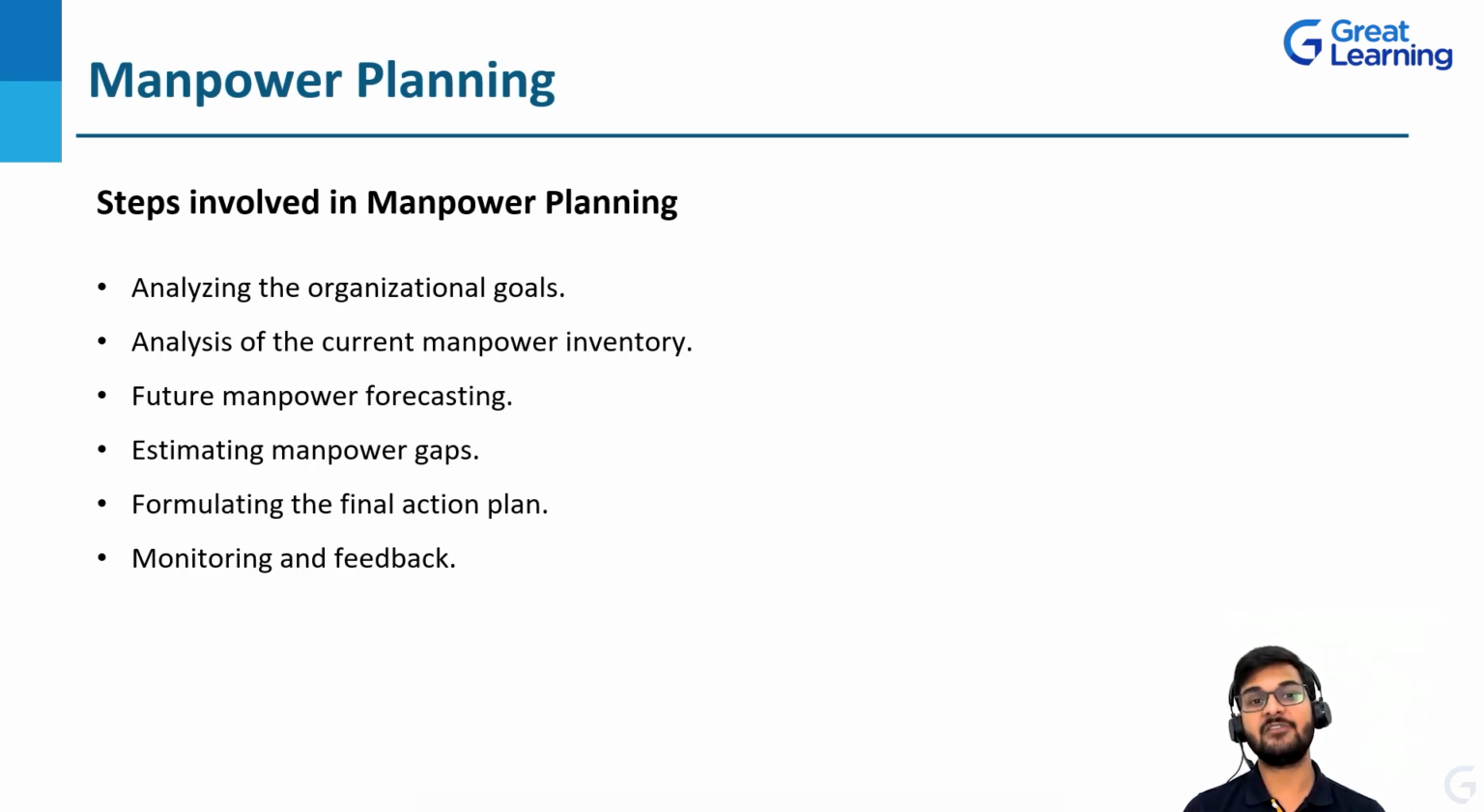Now let's see what are the different steps involved in manpower planning. So when you are in the HRM department, the human resource management department, how will you actually go about this entire process of planning human resources or planning manpower? So step one is analyzing the organizational goals. As I already told you, that will always be common whenever we are discussing any functions within the HR department. So first you need to analyze what exactly are the organizational goals, what exactly is the vision and the mission of the organization.